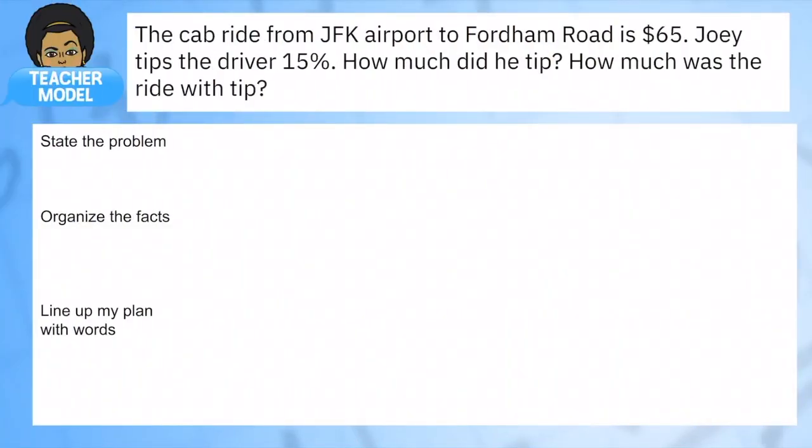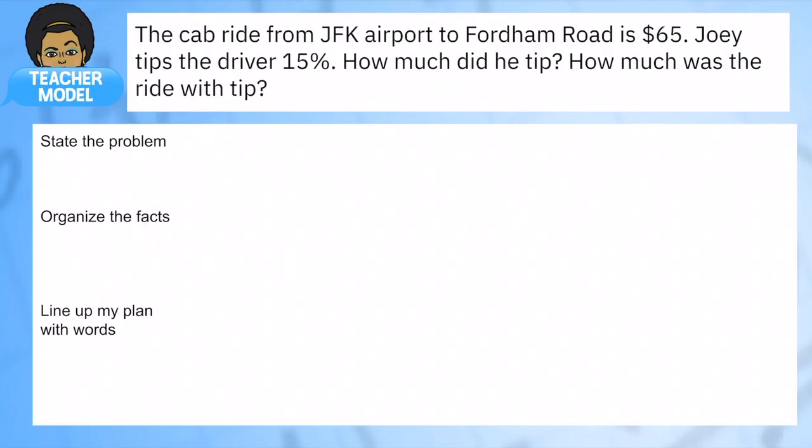Welcome back, Math Marvels. We're going to continue our work using percents and talking about percent increases, specifically for certain services like tips. When do we tip and what does that mean? And how is that different, or is it any different, than adding a tax? So let's jump in with our first problem in the model.